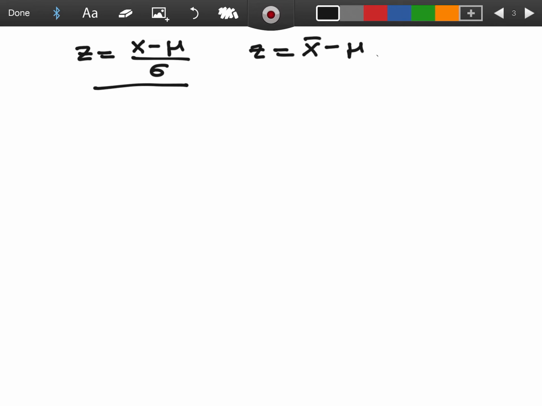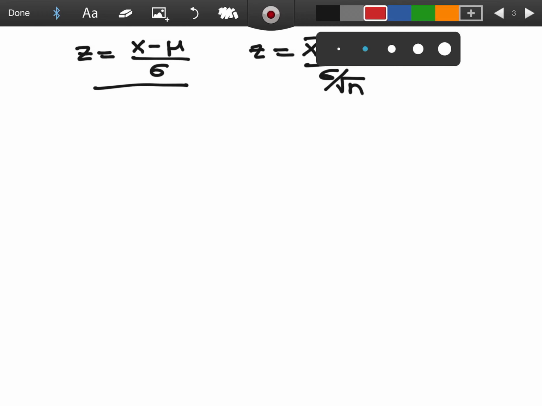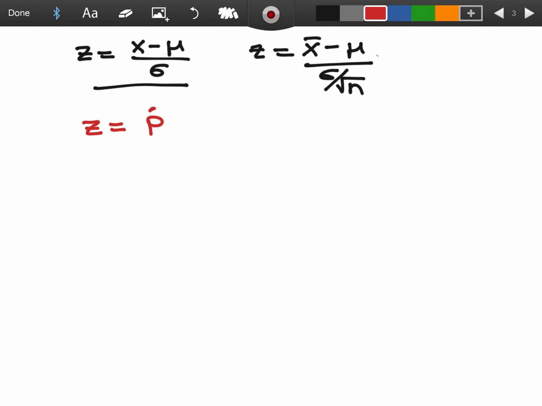Transformation, when we were looking at sample means, was the sample mean minus the population mean divided by the standard deviation over the square root of the sample size. Now we're going to do the same thing again. Our Z transformation is going to be our sample proportion minus the mean of the sample proportions, divided by the standard deviation of the sample proportion. So now we are treating our sample proportions as our data points.